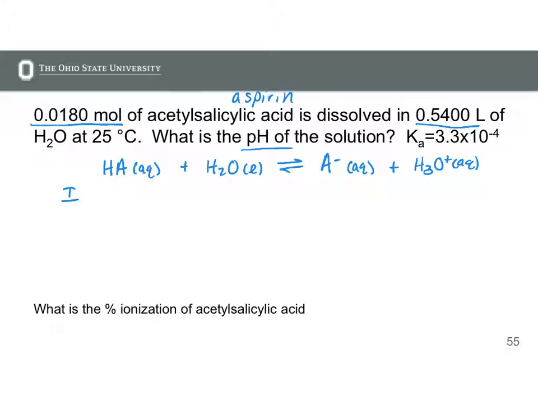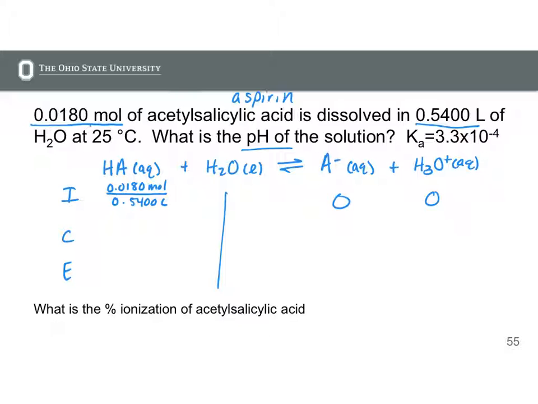And remember, you need to use concentrations in the ICE table. So we're given moles and we're given liters. So from there we can calculate the concentration. But right now I'm just going to put 0.0180 moles per 0.05400 liters of solution. So that's my initial concentration of weak acid. And we don't have any conjugate base in solution initially, or any hydronium in solution initially. We don't need to worry about water because it's a liquid.